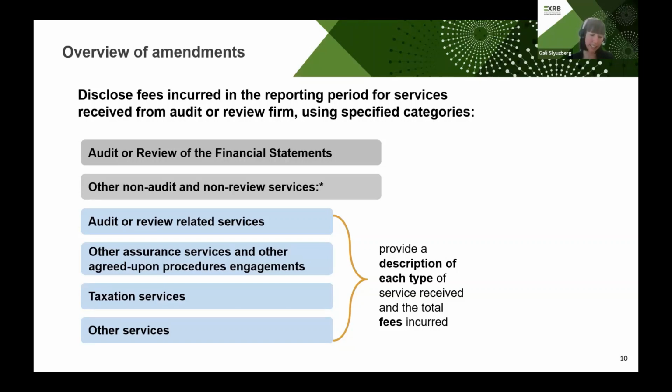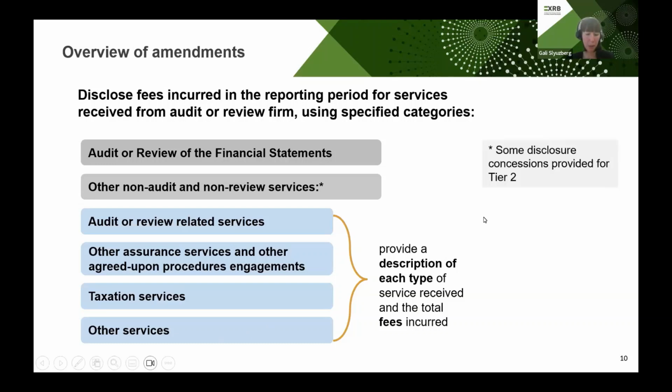services, and other services. For each type of service classified in these categories, entities would need to disclose a description of the type of service and the total fee incurred for that type of service. And I'll explain each of those categories in more detail in a few minutes.